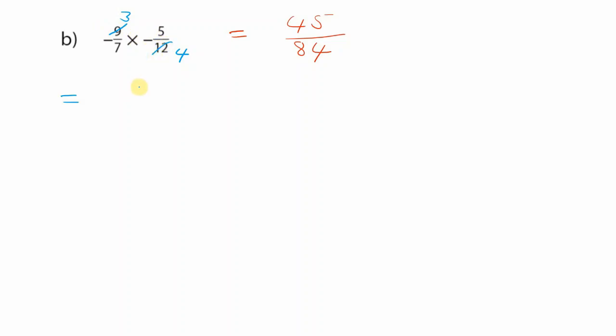So now we can multiply tops. A negative times a negative is a positive. 3 times 5 is 15. So we have 15 on the top. 7 times 4 is 28.